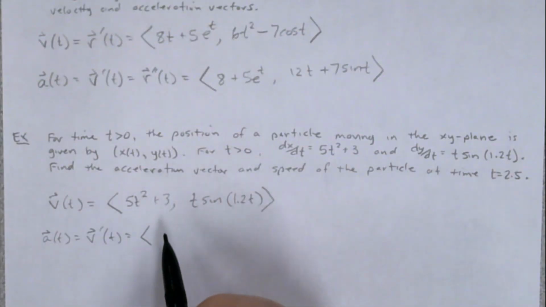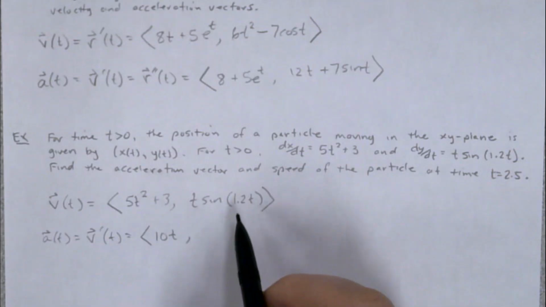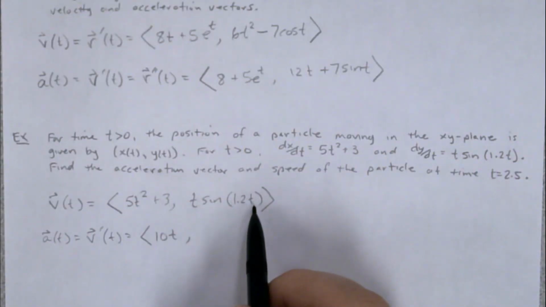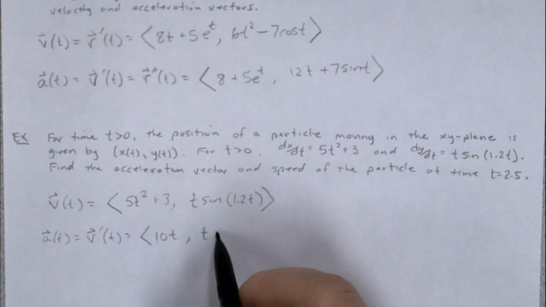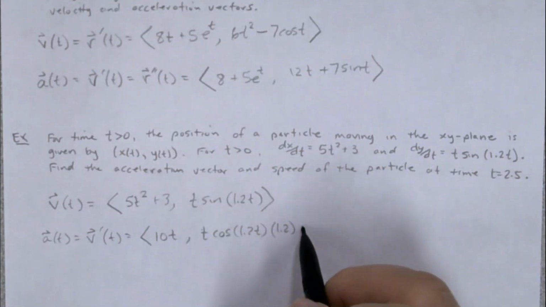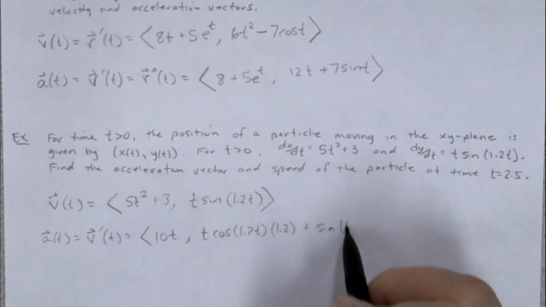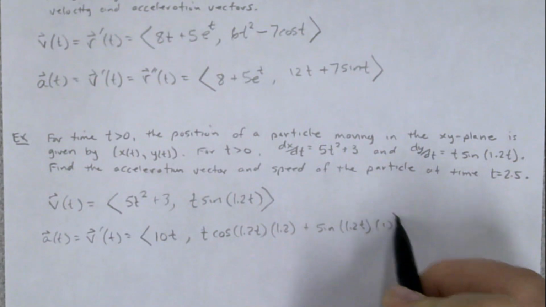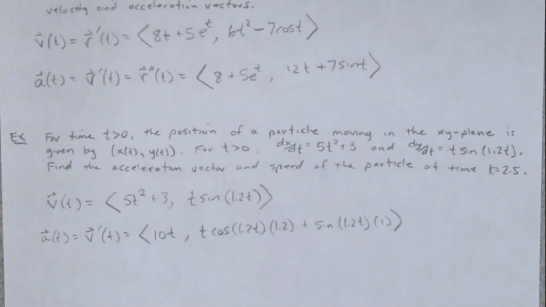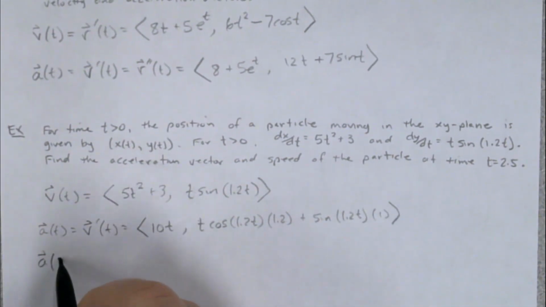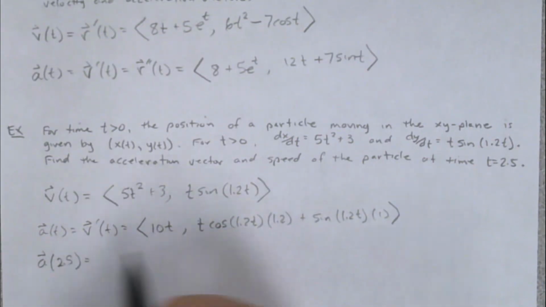And so we get 10t. And then over here we have a product rule, t and sine of 1.2t. So it is the first times the derivative of the second, times 1.2, plus the second times the derivative of the first, which is 1. So that is the acceleration vector, and we want to find that value at 2.5. So just literally plug it all in.